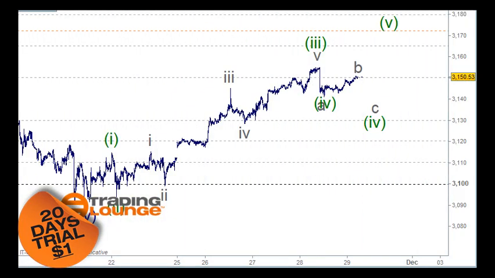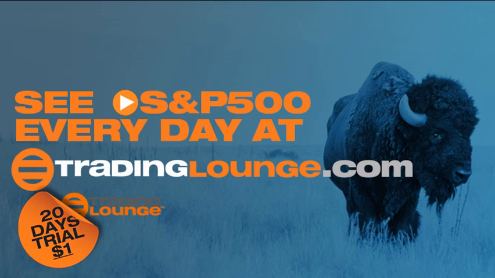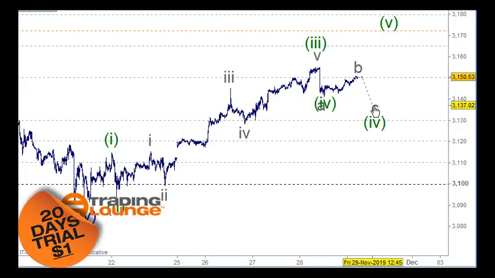So coming back to this scenario here, it's possible that we can come down here for wave 4 and then move up to wave 5 here. So we need to be mindful of that. Yes, we will look to go short under these here, but I'll explain those as well. But they may only get us to here.